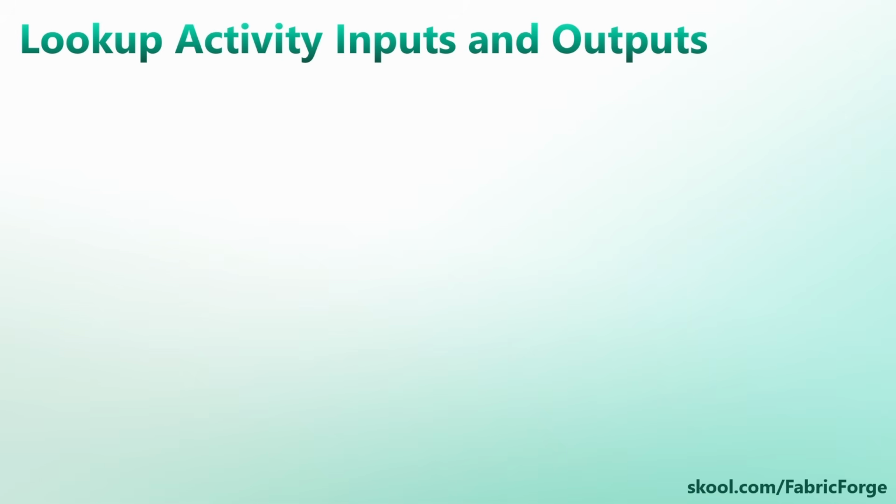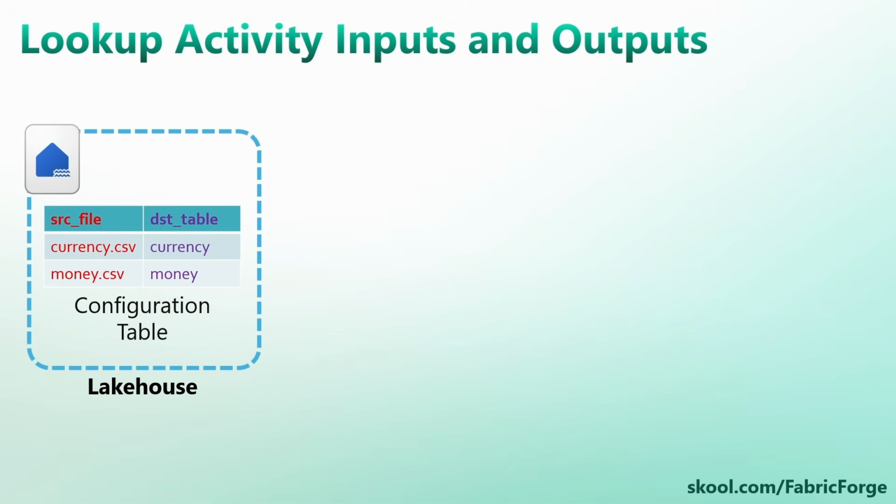Let's have a lakehouse with a configuration table that has two columns: source file and destination table. On the first row, the source file is currency.csv and the destination table is currency. On the second row, the source file is money.csv and the destination table is money. We would like to use these values in our data pipeline to copy the contents of the currency.csv to the currency table in the lakehouse and money.csv to the money table in the lakehouse. This table will be the input for our lookup activity.